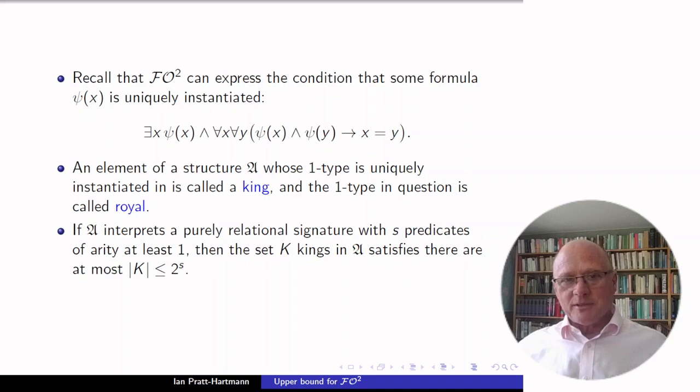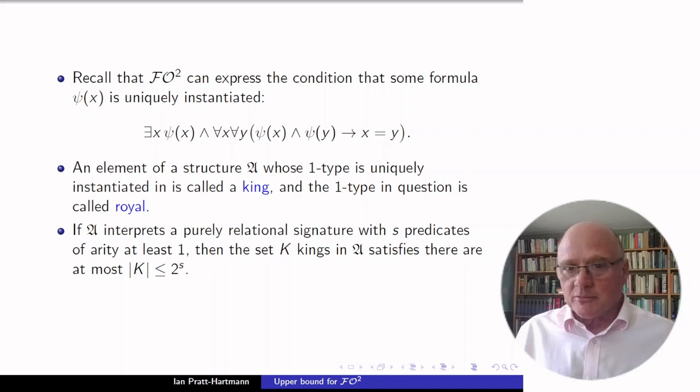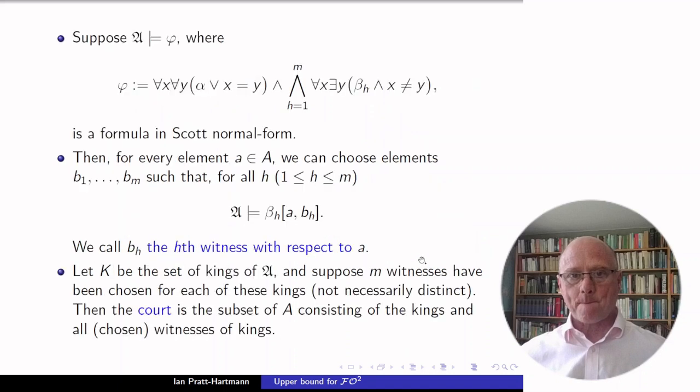If A interprets a purely relational signature with S predicates, then the set of kings in that structure satisfies the condition that its cardinality is at most 2 to the S, because that's the number of one-types. There can only be one king of any given one-type by definition. That's what a king is. So we know that the number of kings in any structure is bounded exponentially in the size of the signature.